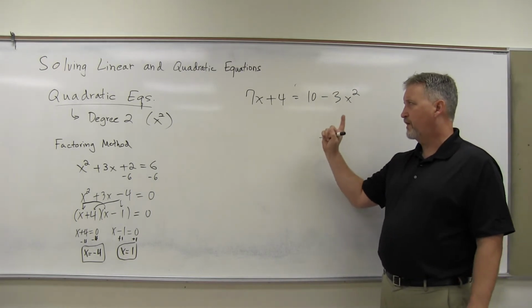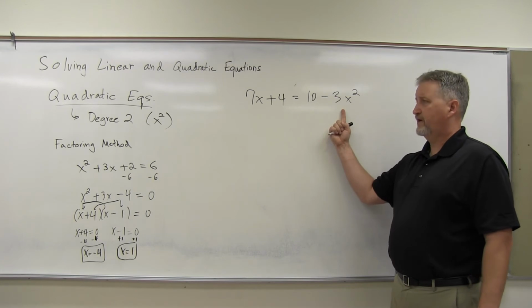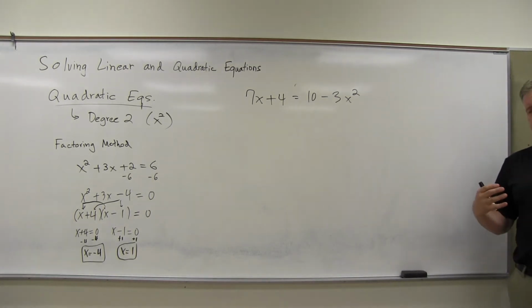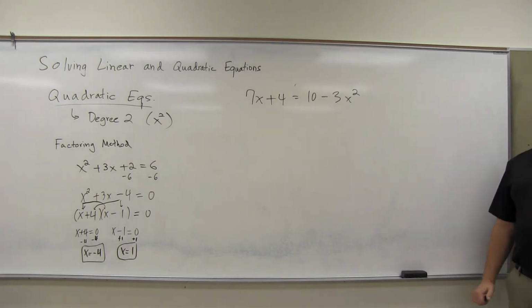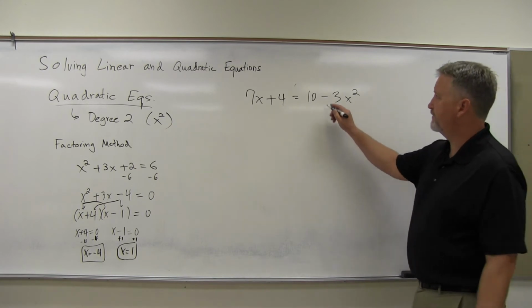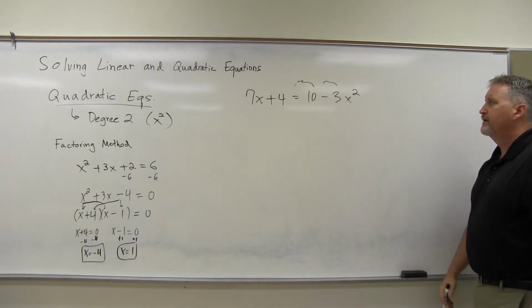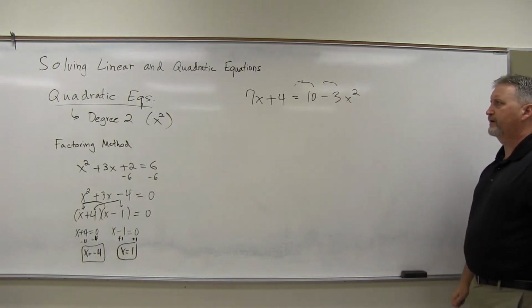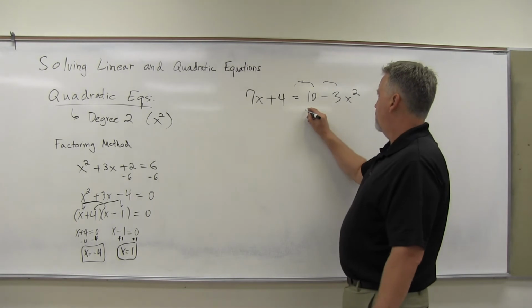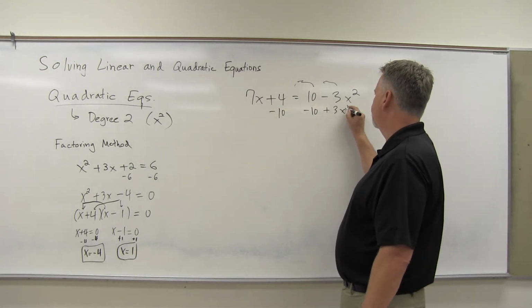But here's what I would prefer, or I would suggest. Because we've got a minus 3x squared, when solving these quadratic equations, a lot of times it's best to have the x squared, if you can, be a positive. And so for that reason, I'm going to move these two terms over to the left side because I want to make that x squared term be a positive instead of a negative 3. All right, so that would mean subtract 10, right? And then add 3x squared.